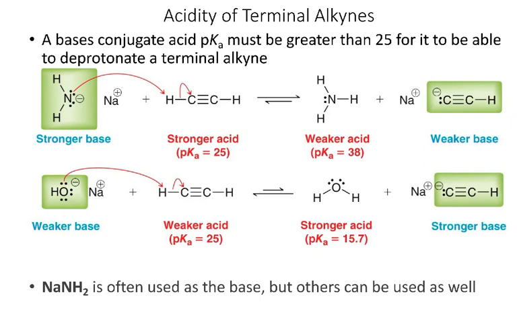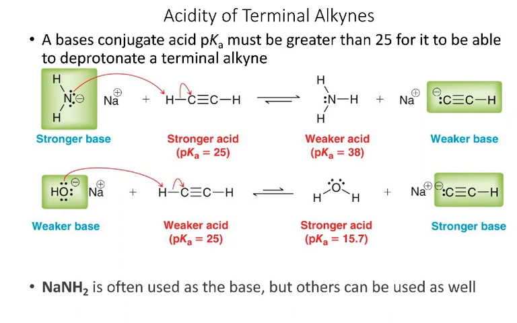And so the stronger acid is the better proton donor, and so that will force the equilibrium to the other side. So because acetylene has a lower pKa than ammonia, that's going to drive the reaction to the other side, and so that means ammonia's conjugate base, NH2-, is a strong enough base to deprotonate the acid.